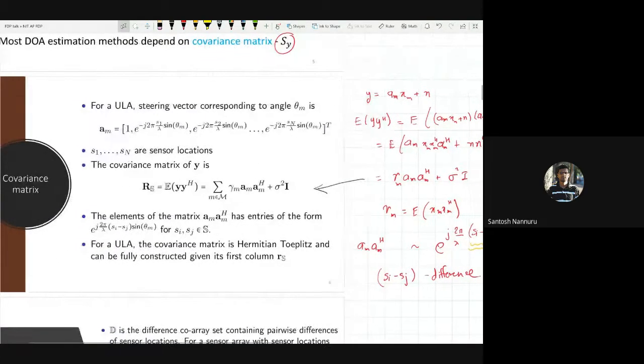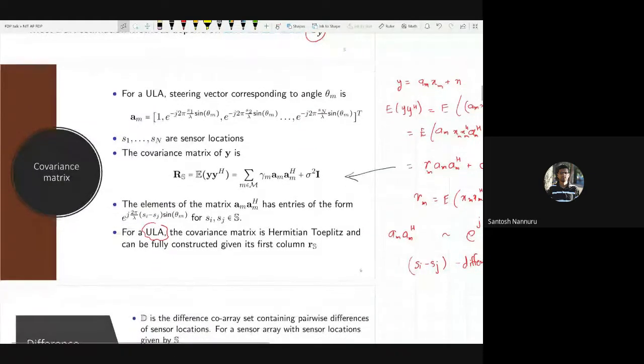For ULA, this has a nice structure. The covariance matrix is Hermitian Toeplitz. You know Toeplitz matrices, right? You need only one row and one column to specify the Toeplitz matrix, and the rest is just diagonally similar. This will happen for the ULA, but for general arrays, it will not be Toeplitz. It will be complicated.